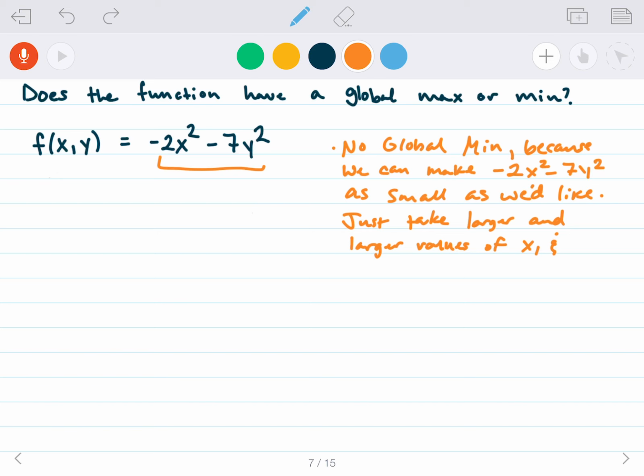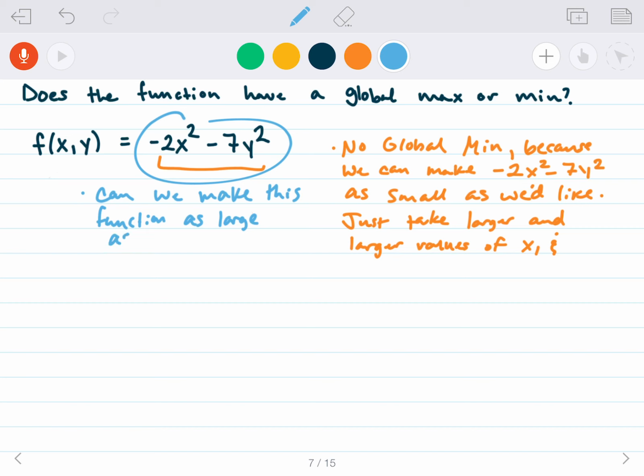But the opposite isn't true, right? Can we make this function as large as we want? Can we choose x and y values so that this thing goes to infinity? And the answer is no.